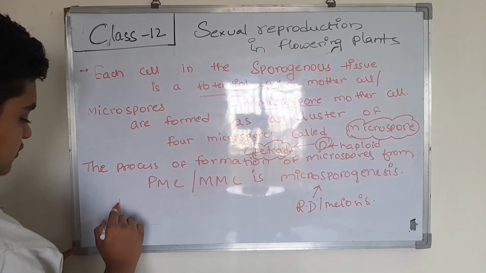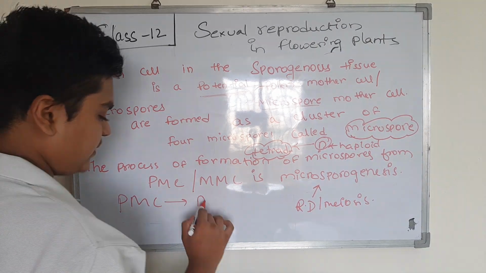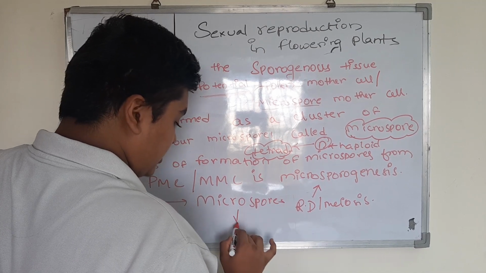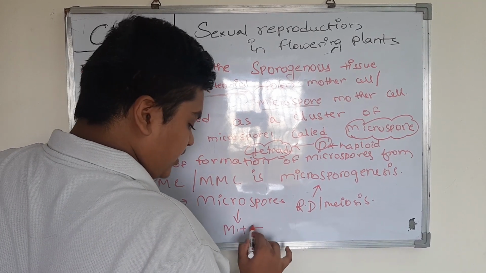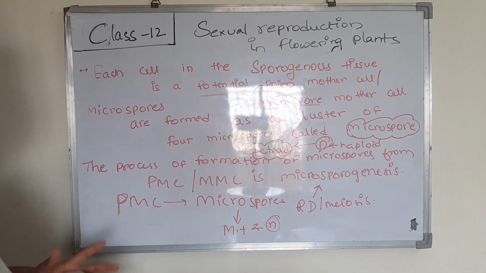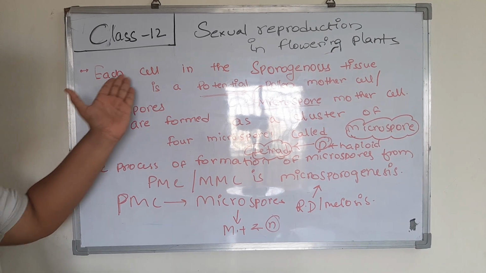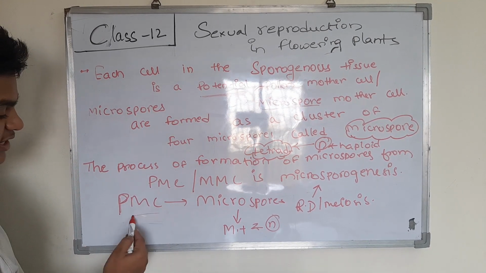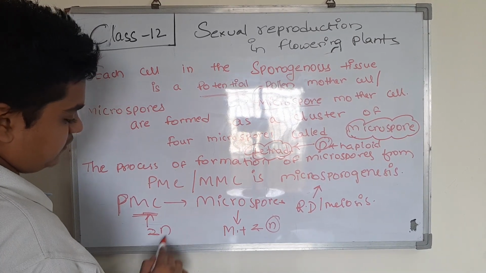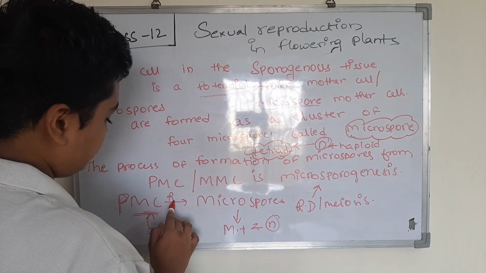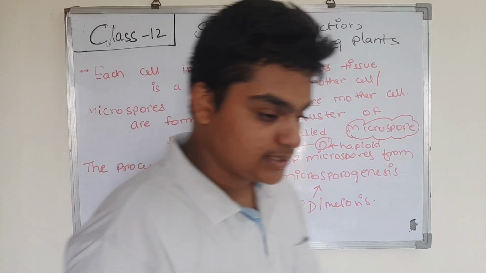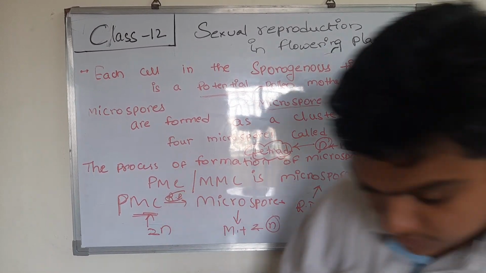PMC converts into microspores, and these microspores form a cluster called a microspore tetrad, and this microspore tetrad is haploid. What is PMC? Each cell of the sporogenous tissue is called a PMC, and this PMC is 2N, diploid. From diploid to haploid, since reduction divisions called meiotic divisions occur in the cells. Very clear.